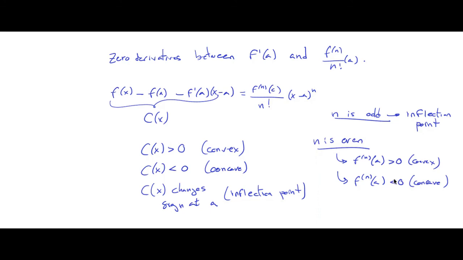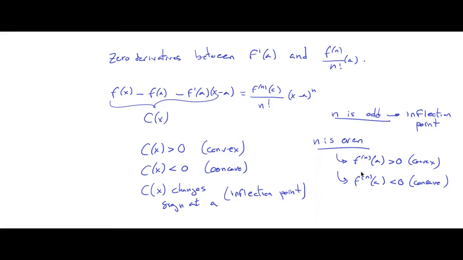So let's see. If we also have that the derivative is 0, which means that the tangent is flat, then for odd n it doesn't change, it's still an inflection point. But for n even, the point is going to be an extremum, that's what we know. It's going to be a convex extremum or a concave extremum. A convex extremum is a minimum. A concave extremum is a maximum, right?